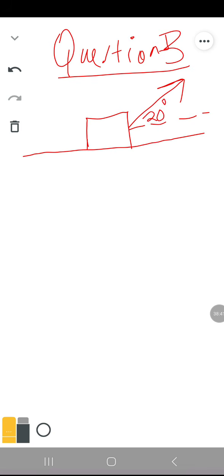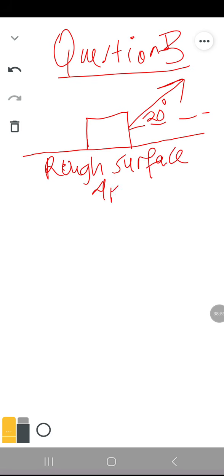Then remember there's a rough surface. My rough surface here, remember, it's written, it's a rough surface. And this rough surface is having what? The coefficient of kinetic friction is 0.15. So here you're still having 5 kg. It's a 5 kg block. Your box is still 5 kg.